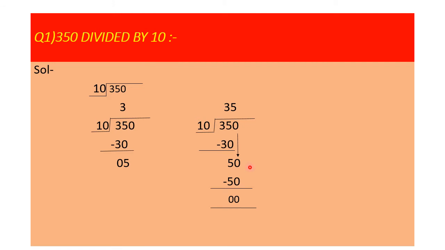Okay. So now we need to think and understand how many times we will get 50 in the tens table. So it is very easy. If 1 multiplied by 5 is equal to 5, then 10 multiplied by 5 will be 50. Okay. So here we have 10 fives are 50, and after subtracting, the remainder is 0. So here the quotient which we have got is 35 and the remainder is 0.